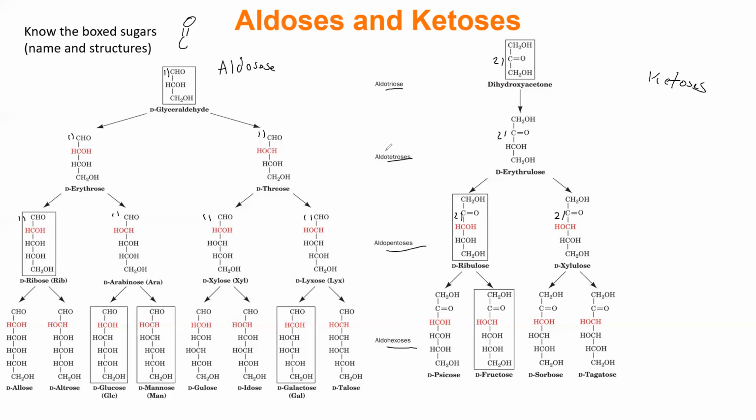1, you classify them by aldose or ketose. Then 2, you classify them based on how many carbons make up your sugar. So right now, all we're looking at is sugars in their linear forms. So make sure you know the box sugars for test 3.